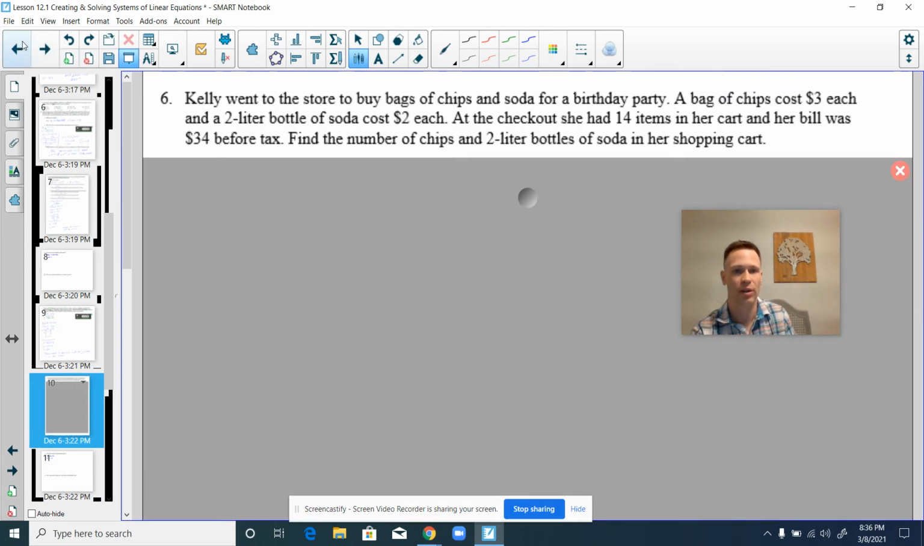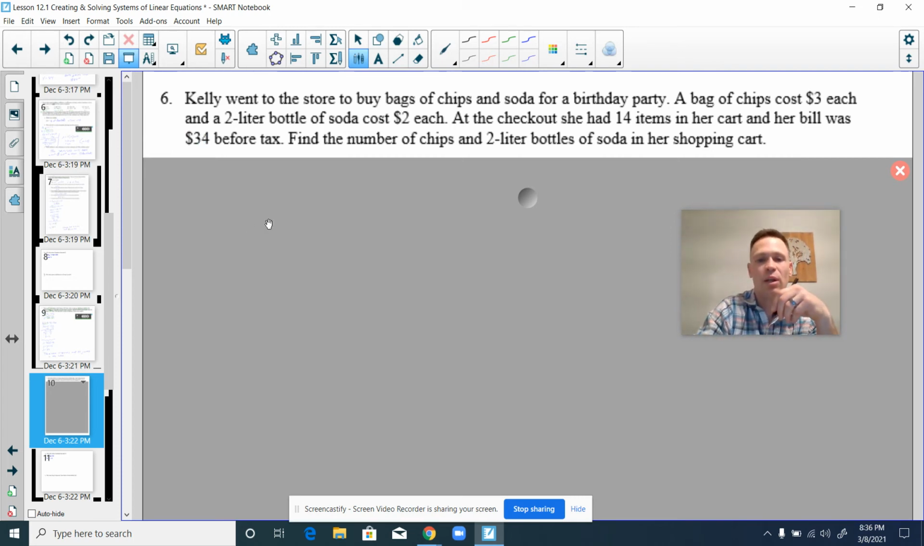Oops, a little bit too far there. All right. Question 6. Kelly went to the store to buy bags of chips and soda for a birthday party. A bag of chips cost $3, and a 2-liter bottle of soda cost $2. At the checkout, she had 14 items in her cart. We don't know specifically how much of each one. 14 items, though. And the total cost was $34 before tax.